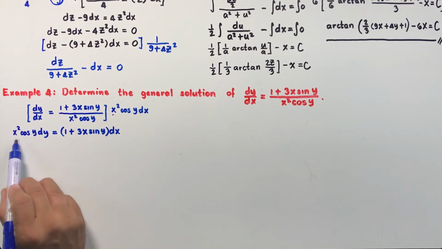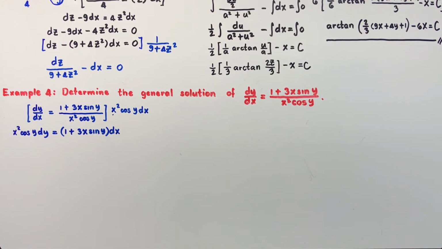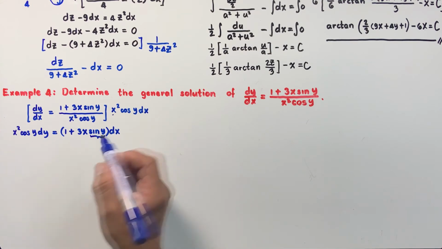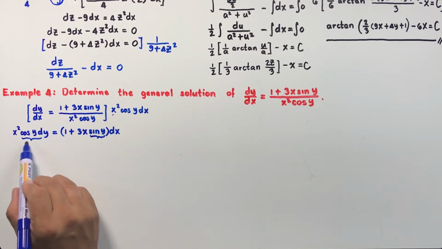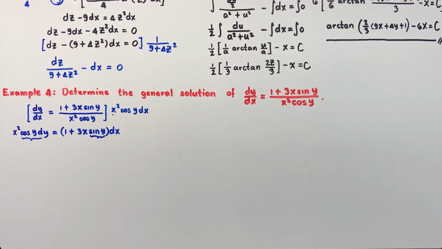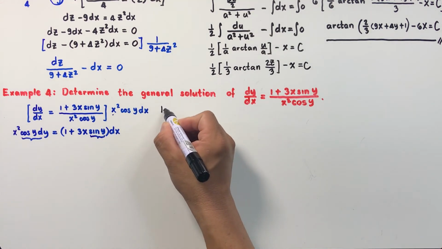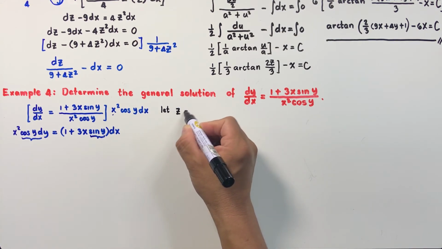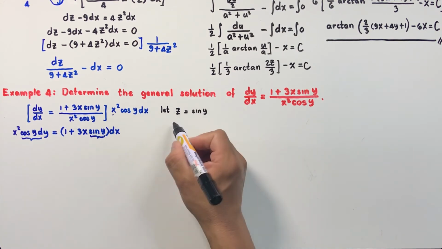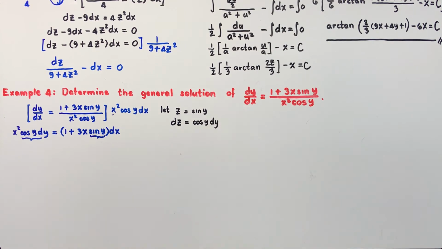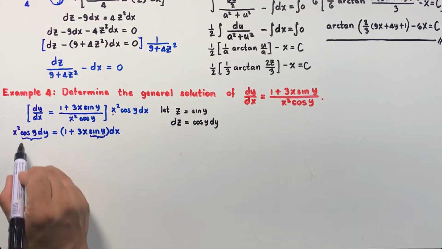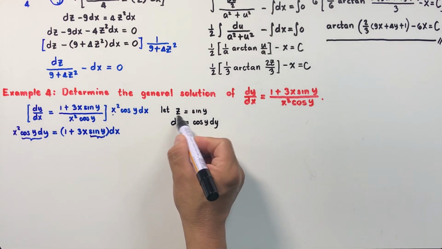And looking at this differential equation, we notice that we have two trig functions here. We have the sine y and we have also the cosine y here. And we know from your differential calculus that the derivative of sine y is cosine y. So therefore, it gives us the idea for our representation here. So let z be equal to sine y. So our derivative of z is equal to cosine y. So therefore, instead of writing cosine y dy, I will write dz here.